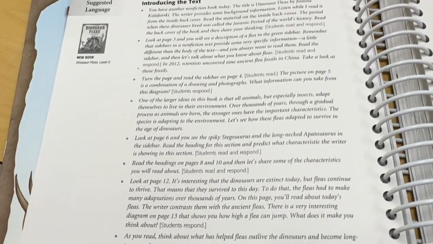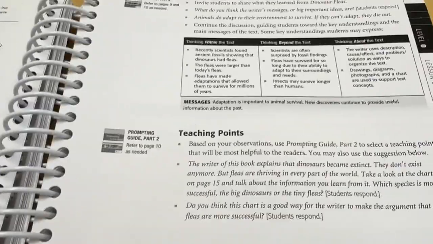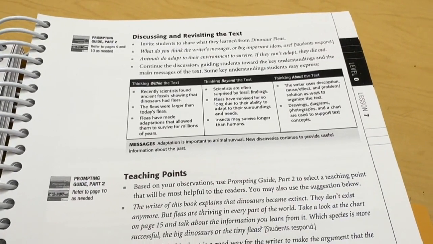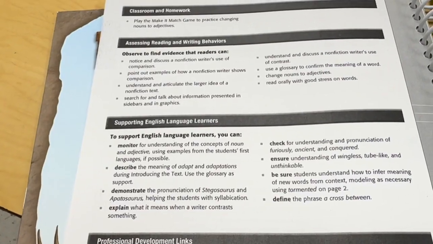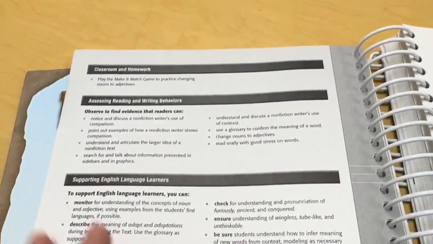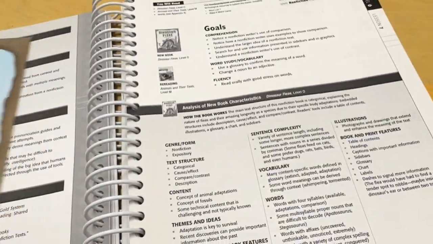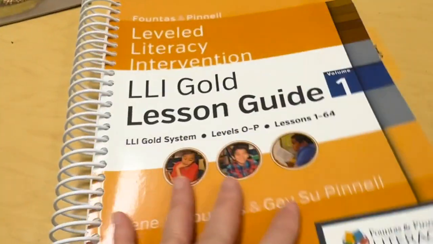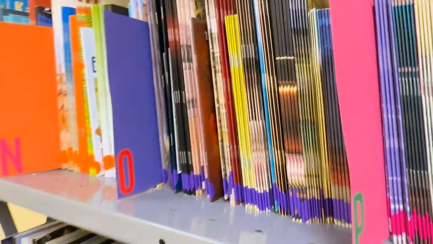Introducing the text, it actually has a script for you if you choose to use that. And then after they read the text, it gives teaching points and discussion points. It also tells you how you can support your readers and assess them. So this is available for every book in this resource library. When I am done with the book, again, it has a purple sticker. It's level O. I'm going to put it back where it belongs.